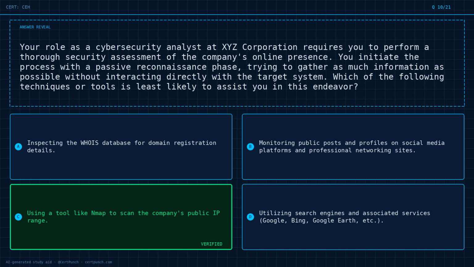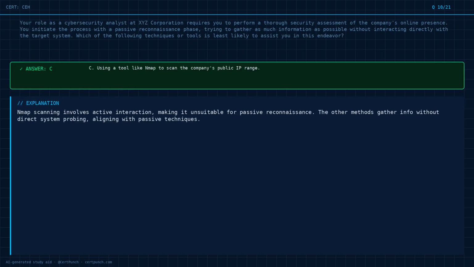The answer is option C. Exam logic. Nmap scanning involves active interaction, making it unsuitable for passive reconnaissance. The other methods gather info without direct system probing, aligning with passive techniques.